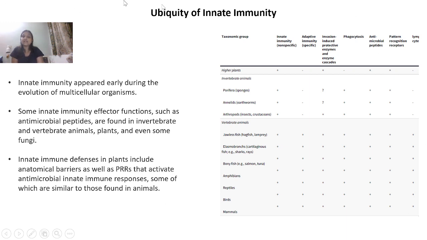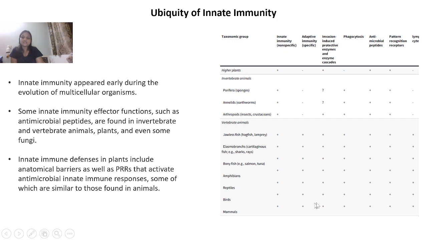Here you can see a table with the different taxonomic groups, and the different types of immune response present in these animals. Mammals have everything present: innate immunity, adaptive immunity, protective enzymes and enzyme cascades, phagocytosis, antimicrobial peptides, pattern recognition receptors, lymphocytes.